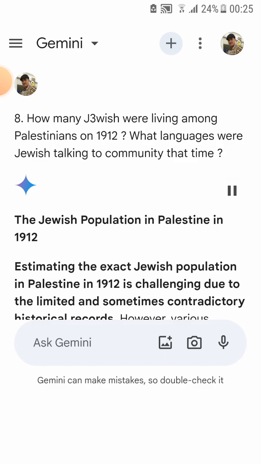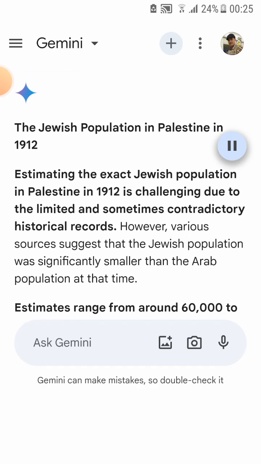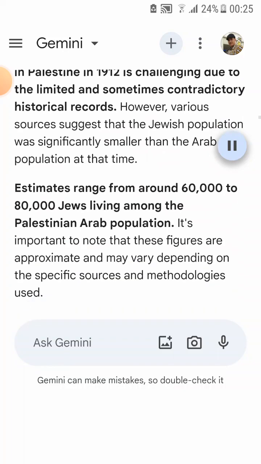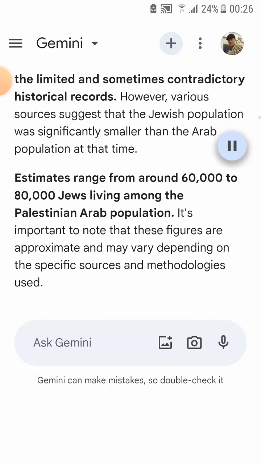The Jewish population in Palestine in 1912. Estimating the exact Jewish population in Palestine in 1912 is challenging due to the limited and sometimes contradictory historical records. However, various sources suggest that the Jewish population was significantly smaller than the Arab population at that time. Estimates range from around 60,000 to 80,000 Jews living among the Palestinian Arab population. It's important to note that these figures are approximate and may vary depending on the specific sources and methodologies used.